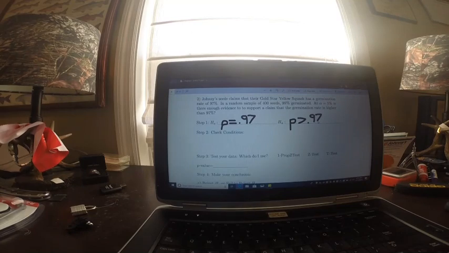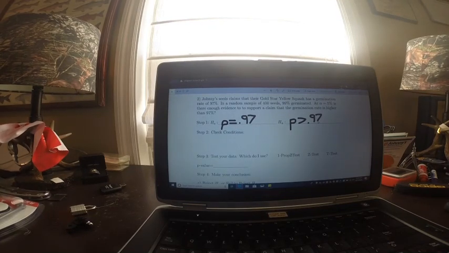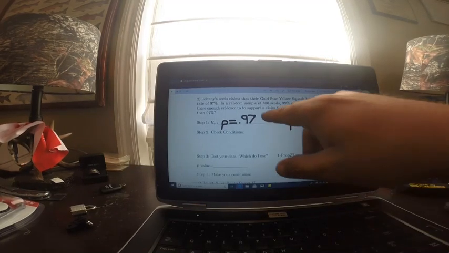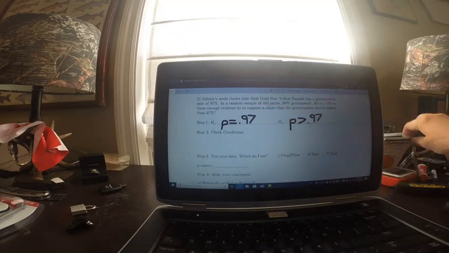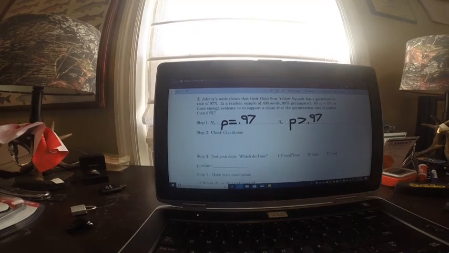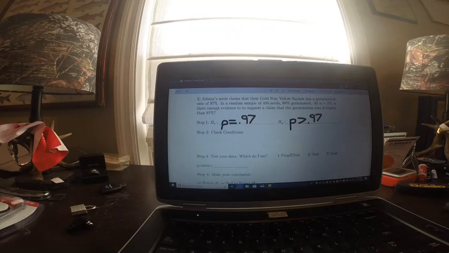Alright, now we need to check the conditions here. We need to check to see if NP and NQ are greater than or equal to 10. We've got to check and see that we're sampling less than 10% of the population. So Johnny Seeds is a really big seed company. They're who I get all my seeds from. Those weren't obviously Gold Star Yellow Squash seeds. I believe that was actually Butter Crunch lettuce seeds, but they make a whole bunch of seeds. 400 seeds is a drop in the bucket for them.